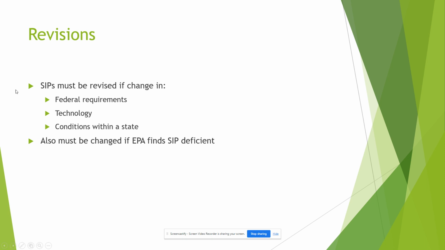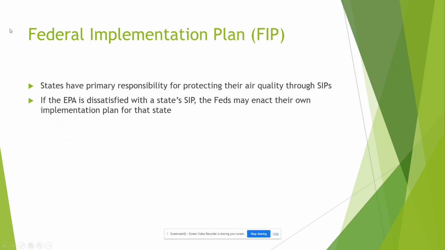If there's any change in these NAAQS, or a significant shift in technology, or our attainment status changes, the states have to revise them. And if the EPA reviews your SIP and says it's deficient, you might have to change it. And if it's really bad, the EPA might have to create their own implementation plan, which is a federal implementation plan called an FIP.